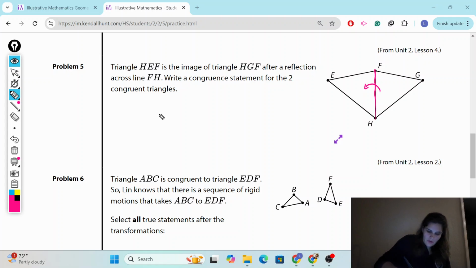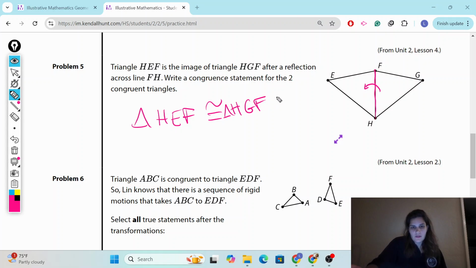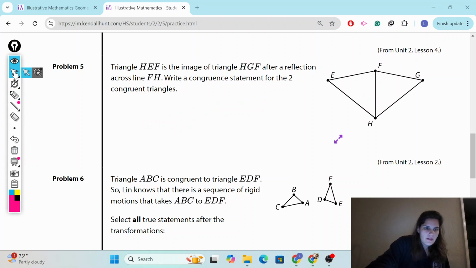Write a congruent statement for the two triangles. So we have triangle HEF is congruent to... well, HE matches up with HG, so it would have to be triangle HGF. And that's our congruent statement. And we're done. Let's go on to the next one.